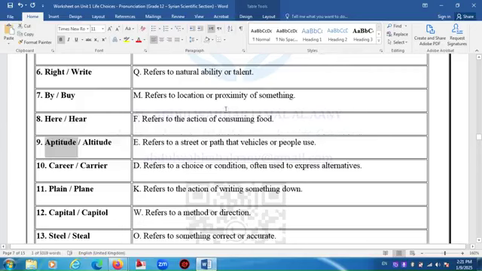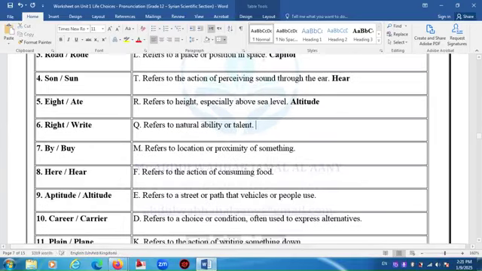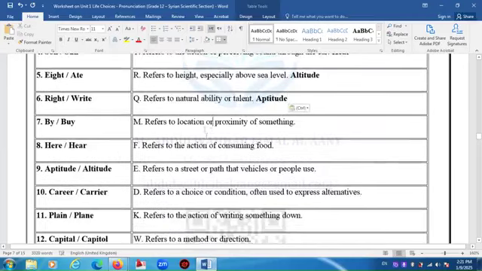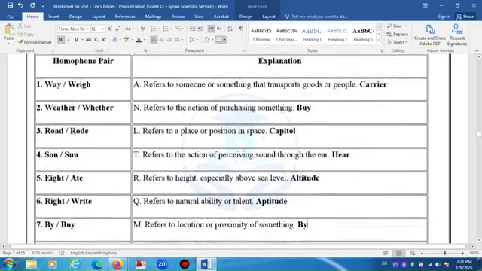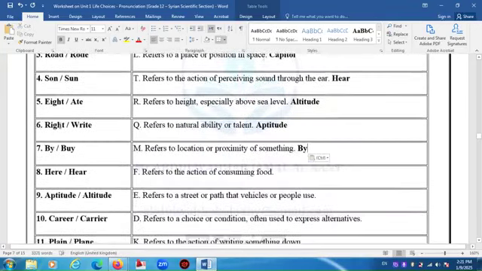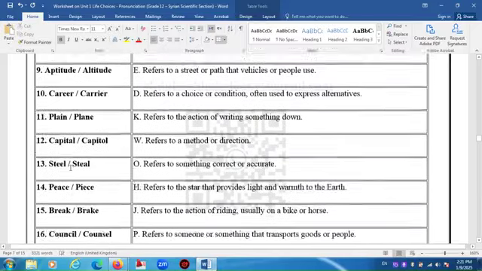You see, people, you have just to read a lot and you have to understand the meaning and practice on them to know the correct answer. Refers to location or a proximity of something. By. By, it refers to location. It's the only word.